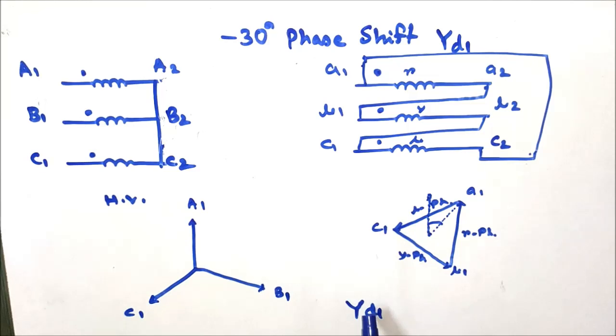Yd1 vector group means Y represents that the HV side winding is star connected, D represents that the LV side winding is delta connected, and 1 represents that the LV side winding induced EMF is 30 degree phase lag with respect to the HV side induced EMF.